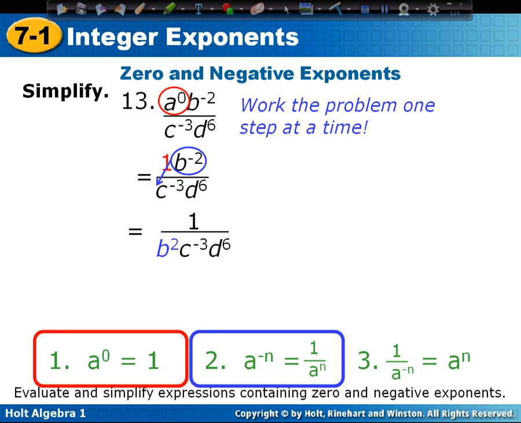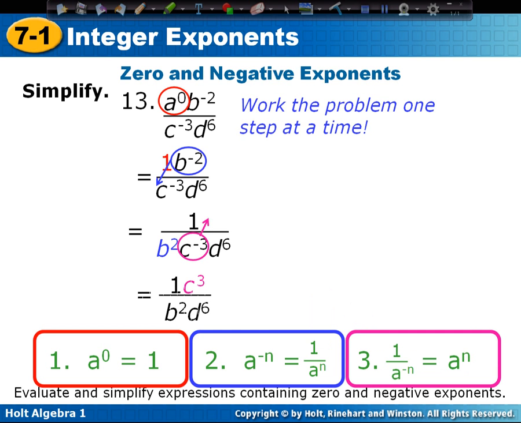My 1's going to stay on top, and I have b to the second, c to the negative third, d to the 6th. I'm not finished because I still have a negative exponent. I have c to the negative third power. Since it's negative, it's unhappy on the bottom, so we need to move it to the top so that it can be happy and positive. So we're going to move the c to the third to the top, and I have 1 c to the third over b to the second, d to the 6th.